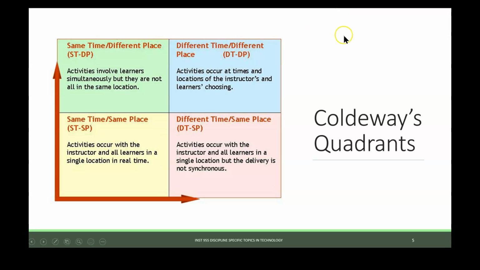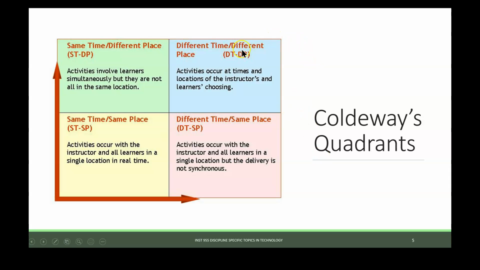Then there's the model of different time, same place down in the lower right-hand corner when there's a lab, for example, and everybody comes in and goes through the same activities, but they do it at different times. For example, consider a language lab or a computer lab when students are coming in to work on some software, but they're not all there at the same time.